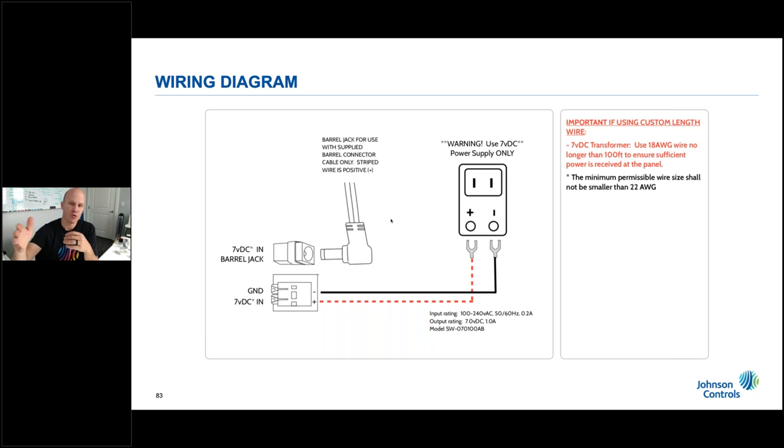The actual headroom is more than that, but when we do all of our UL testing, we get to about 100 feet. You can go as small as 22 gauge wire, but we're going to recommend that you stay at 18 gauge wire for your power wire. That'll get you the furthest distance away from your transformer without having a voltage drop problem.